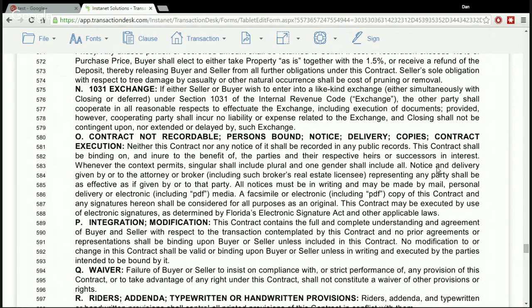So we talk about notice and delivery given by or to the attorney or broker, including such brokers' real estate licensees, representing any party shall be as effective as if given by or to that party. So when you send an email with an offer, that is just like the seller or your buyer, whoever your client is, sending it. So that's considered notice. And you send that to another person's agent, that is notice, just as if they sent the buyer directly, send it to the seller and vice versa.